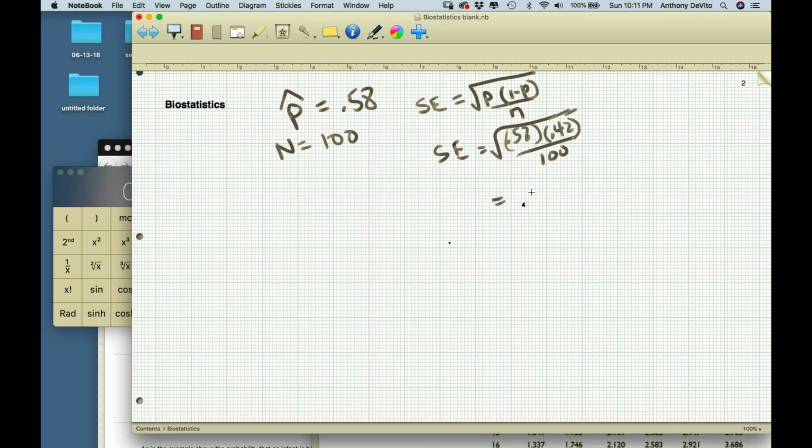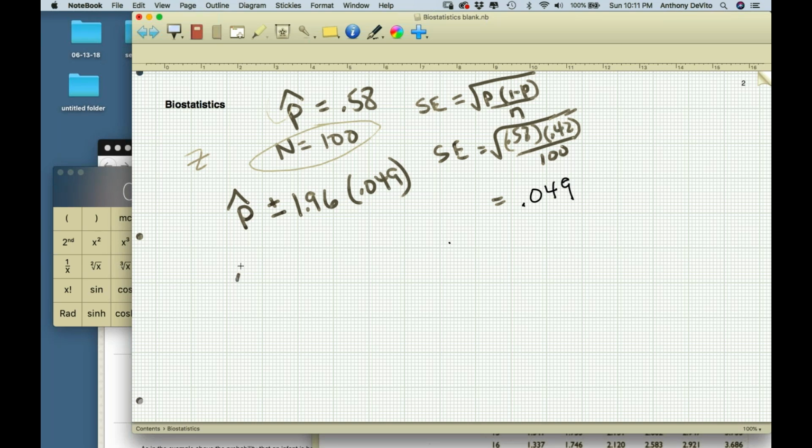Okay, so I'm going to write that in there. It's going to be equal to 0.049. So now I'll set up my confidence interval. P cap plus or minus 1.96, because when we're working with proportions, we only work with large sample sizes. So we're going to use the z-score instead of the t-score, right? Times my standard error, which is 0.049, okay, which is about 5% actually.